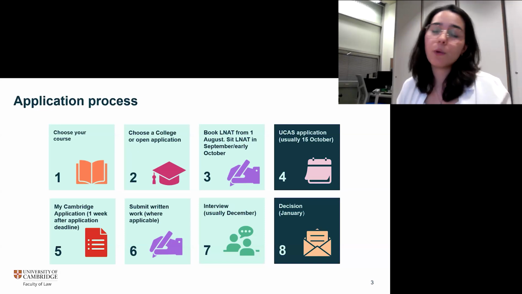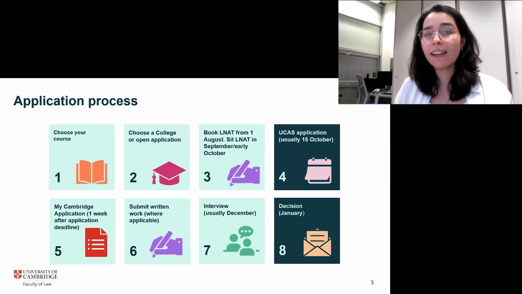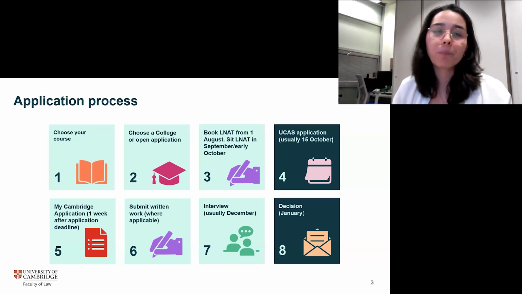The next step would be to book our admissions test, which is called the LMAT, and then submit your UCAS application to us and to all other universities that you apply to. Usually the deadline for that is the 15th of October. So if you're applying to Cambridge or Oxford, the deadline is the 15th of October, which is earlier than other universities. For other universities, the deadline is usually in January.